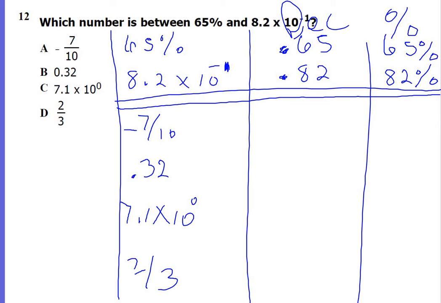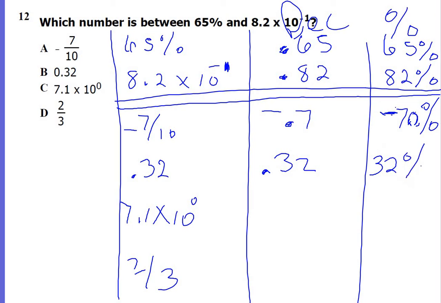So the next one we're going to do is negative 7 divided by 10, which gives us negative 0.7. And you multiply that by 100 and you get negative 70%. Okay? 0.32 is already a decimal. If they gave you something like 5, that is already a decimal. So you just write it there, multiply by 100. So 0.32 times 100 is 32%.